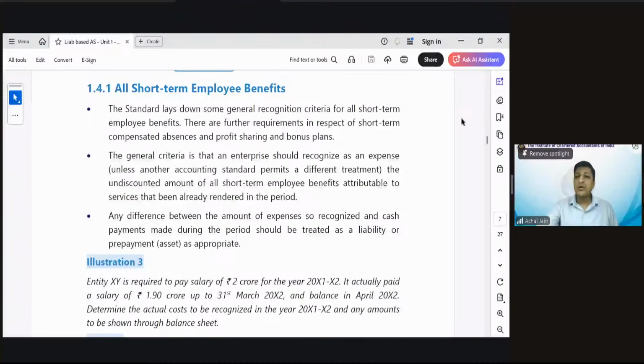Tell me quickly, how do you treat this? What type of benefit will you call this, and how will you record this? Over to you. Quickly, who will answer this? Yes, great. I think Radhesham will answer this. Yes, Radhesham, please go ahead. Please explain.